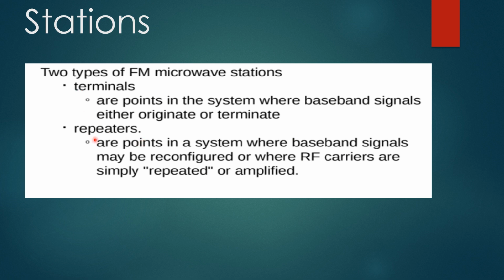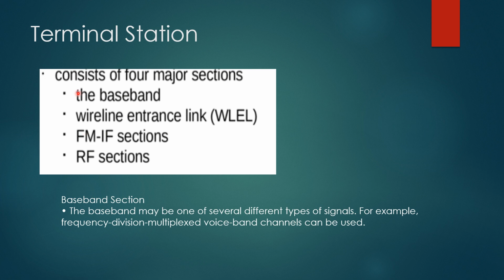So we have two stations, terminal station and repeater station. Next, the terminal station. Now think of the terminal station. Obviously, the first incoming will be our baseband section. Then how do we transmit it? We have to transmit it in the high frequency RF range. So between the baseband and the RF section, there should be an IF section, that is, a frequency modulating IF section.